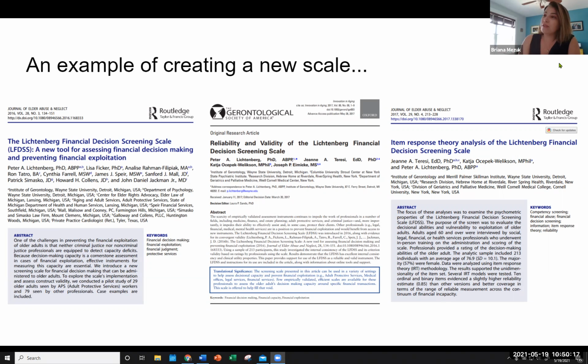The first one on the left talks about the qualitative data and the cognitive interviews of developing this scale for financial decision making. You can see that they piloted it in a sample of 29 older adults seen by Adult Protective Services. So he's trying to identify people who have been scammed essentially by financial predators, and what does he need to ask, right?